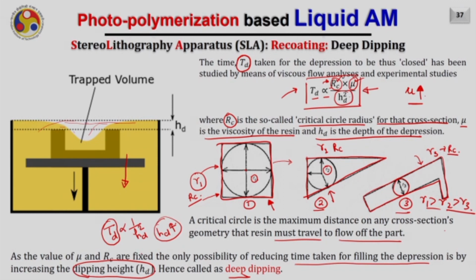Because we do not have much control on mu. Mu of the resin is constant. And also this RC which we are obtaining depends on the CAD model, and the cross sections also we cannot change. So the only process parameter which we have in our hand is HD. And if we increase it, then definitely we can reduce the time TD drastically. As this HD is usually high, the process is called deep dipping.